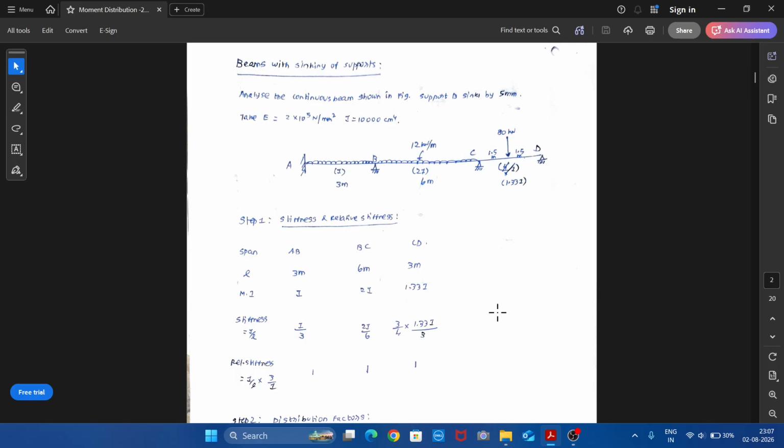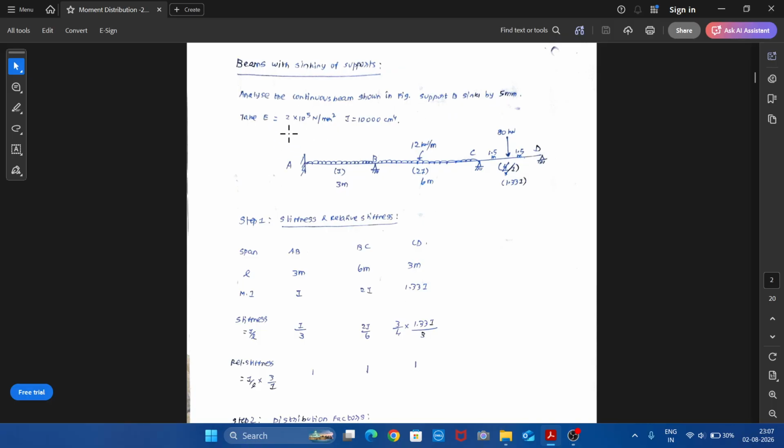In this lecture, let us see how to analyze a continuous beam which is having sinking of supports using the moment distribution method. So the problem is to analyze a continuous beam shown in the figure. Support B sinks by 5 mm.